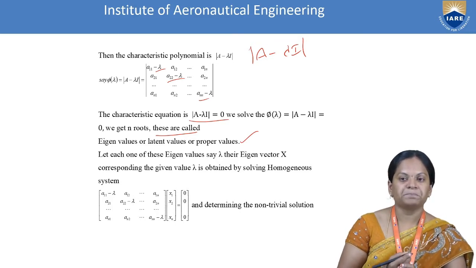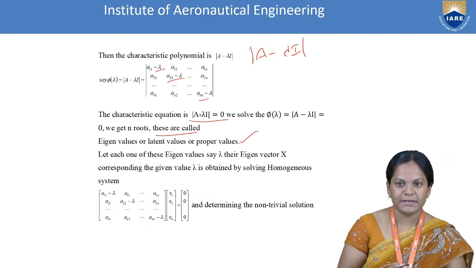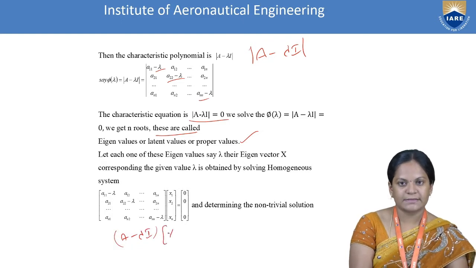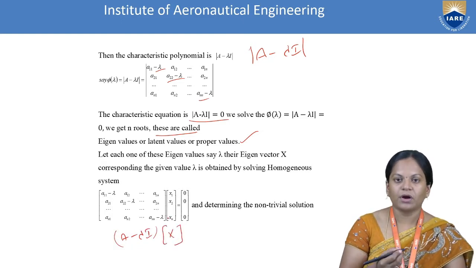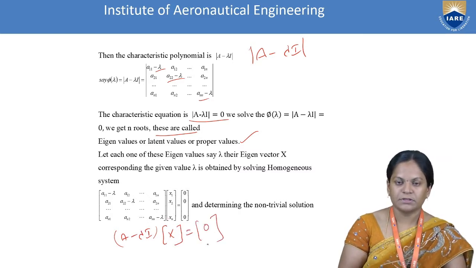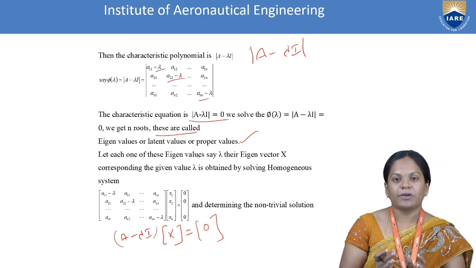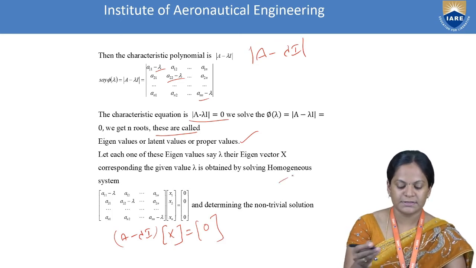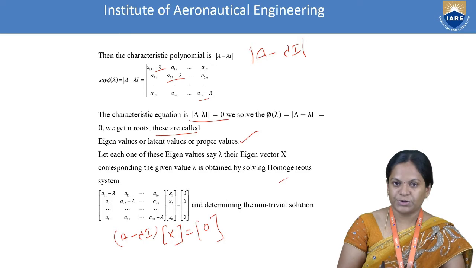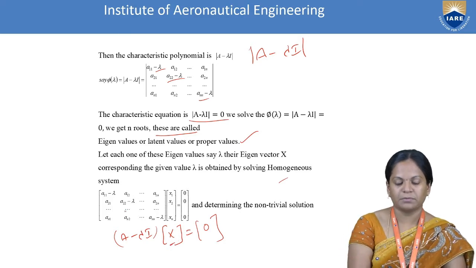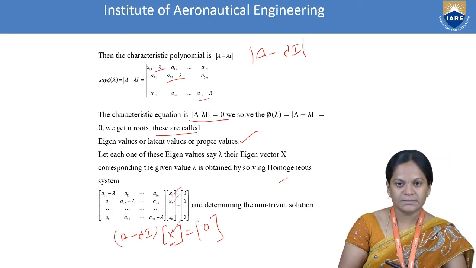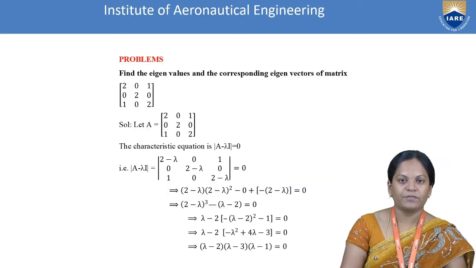For each one of these eigenvalues, say lambda, the eigenvector capital X corresponding to the eigenvalue lambda is obtained by solving a homogeneous system. Here we have (A minus lambda I) X equal to 0, where X is the unknown matrix that we have to find and 0 is the column zero matrix. This is a homogeneous system of equations. By solving it, we get the characteristic vector or eigenvector X, finding the unknowns x1, x2 and so on, xn. I am determining the non-trivial solutions.